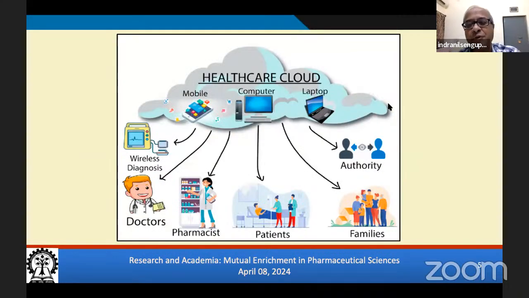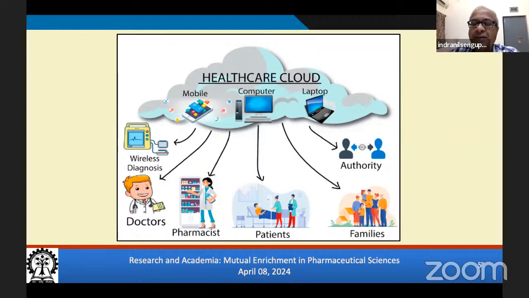Now I am showing a few diagrams. These pictures I've taken from various sources. See, as healthcare professionals or as persons who are involved with the healthcare industry, all of you know that nowadays we have a huge volume of data being generated every day.